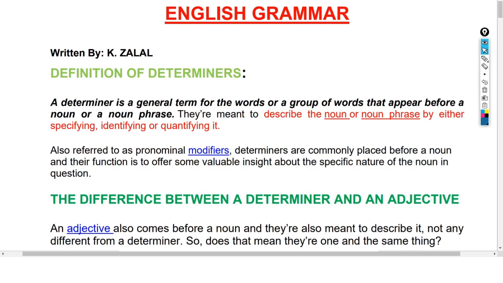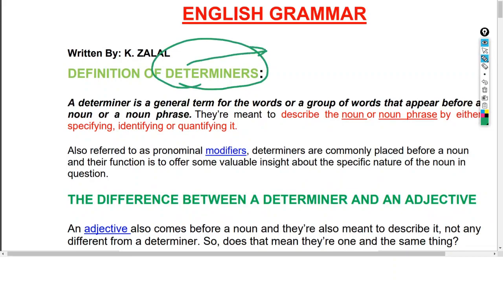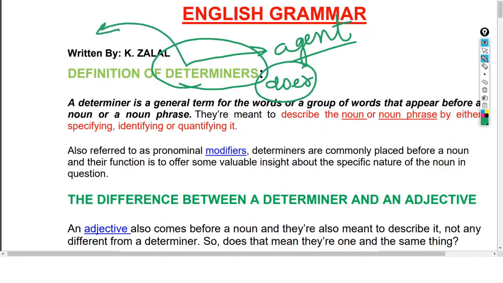Now, my dear children, before proceeding further, let us move to determiners. Let us learn what a determiner is. If I ask you the question, what does this word determiner mean? Determiner is a kind of agent, my dear children. It means he is a doer. It is a subject. That means it is a determiner. The word determiner is a noun. Is it clear, my dear children? This is a noun.